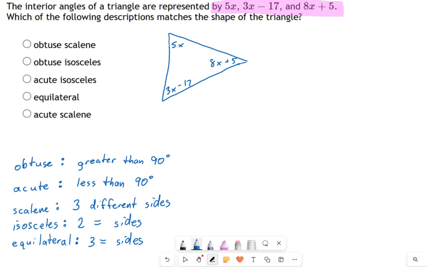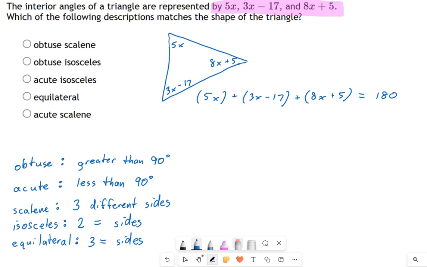So the first thing you should know about triangles is the angles add up to 180 degrees. So for this triangle, that means 5x, that's one of my angles, plus 3x minus 17 plus 8x plus 5 equals 180 degrees. And the reason I'm doing this is because I just see algebra that's asking to be done. Let's add these things together and figure out what x is.